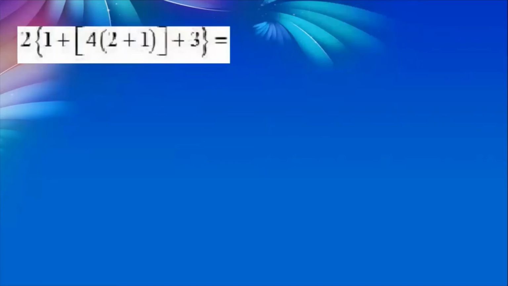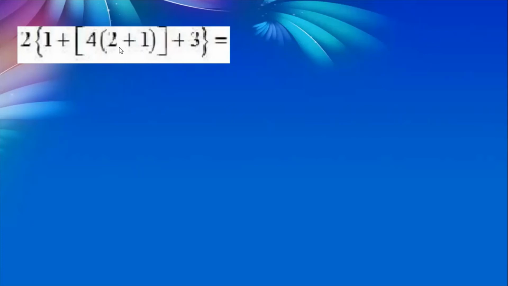Okay, let's proceed to another example. We have here 2 plus 1 plus 4 times 2 plus 1 plus 3. As we can see in our example, we are dealing with parentheses, and at the same time, it is enclosed by what we call a bracket. Now, don't you worry. PEMDAS tells us that we need to do the numbers that are inside the parentheses first.